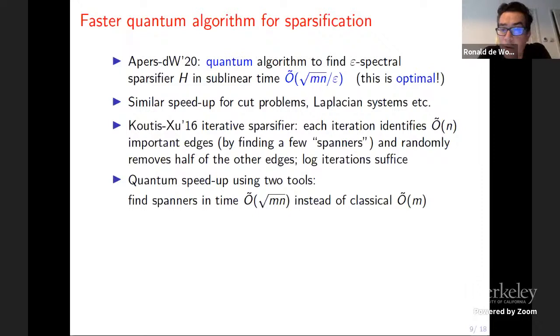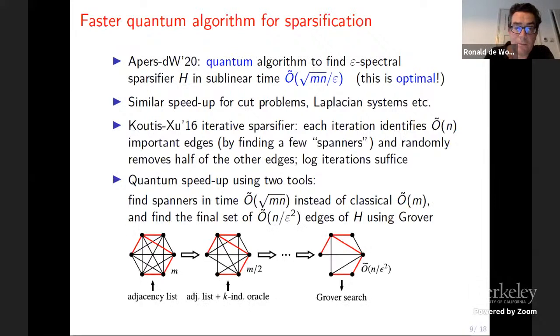Our quantum speedup uses two different tools. One is we give a better quantum algorithm to find these spanners in the graph. Classically, this takes O tilde m time, which is as good as it gets. Quantumly, we can reduce this to square root of mn. And last but not least, we find the final set of edges at the end of these different iterations using Grover's algorithm. You might wonder, how does this come up? The reason is we have to keep a very intricate implicit representation of our intermediate graphs.